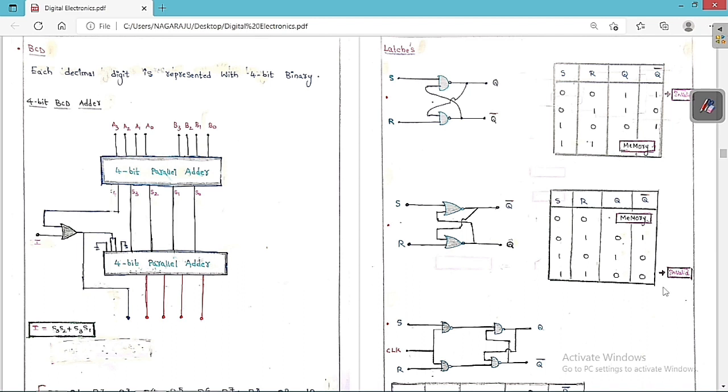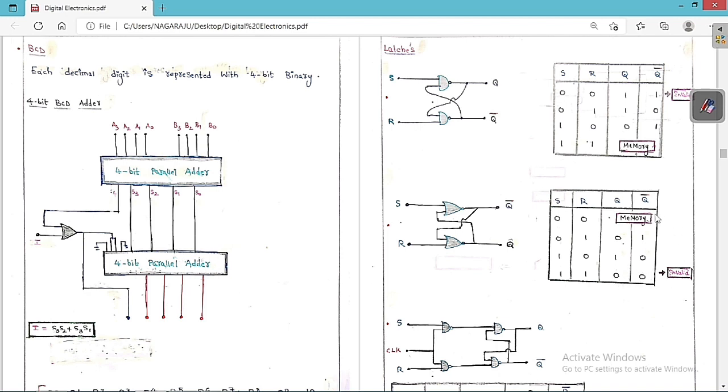Let me tell you some important points regarding the invalid state. Here 1 1 is an invalid state, here 0 0 is an invalid state. Listen carefully, I will tell you why it is called an invalid state. The condition is both are 0 0, but after that, if you give S equal to 1, R equal to 1, you got 0 0. After this, if you give the memory input 0 0, then these values can be either 0 1 or 1 0.